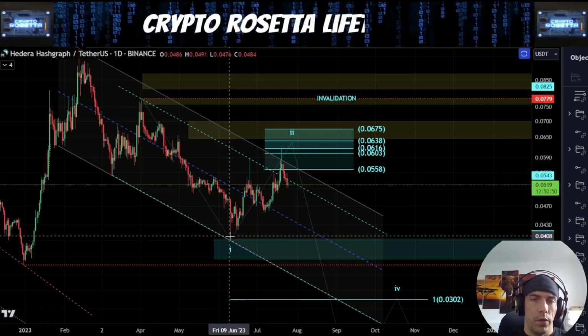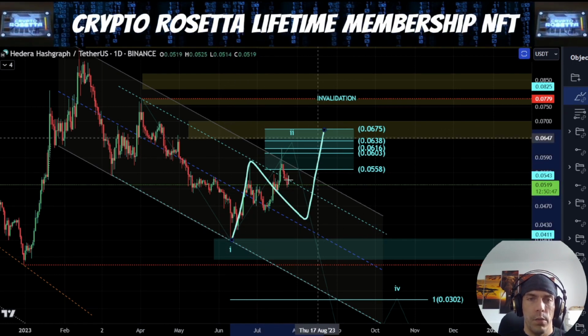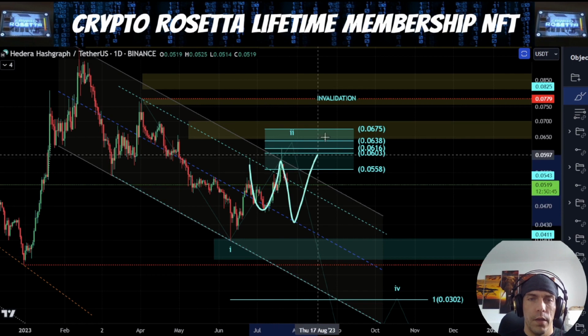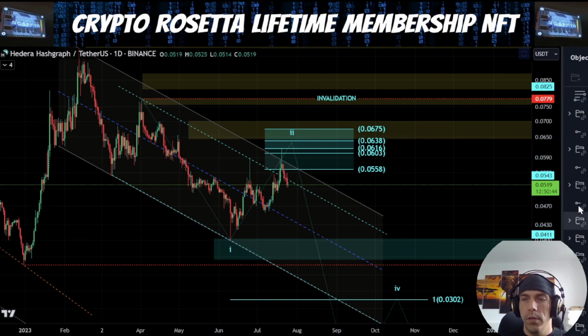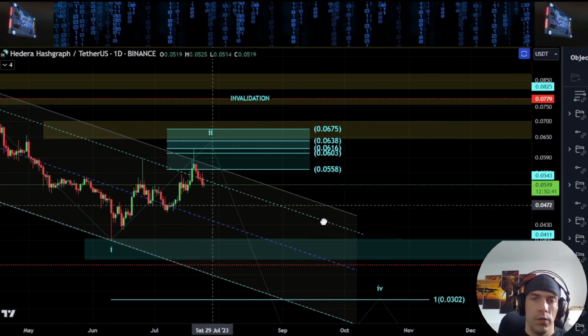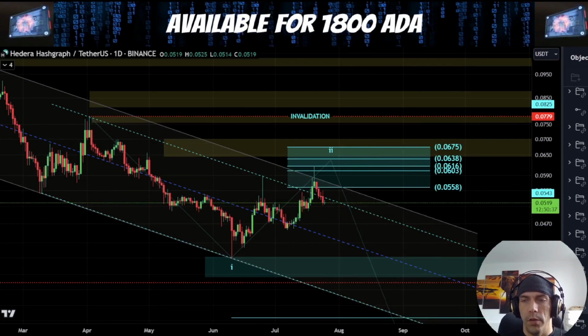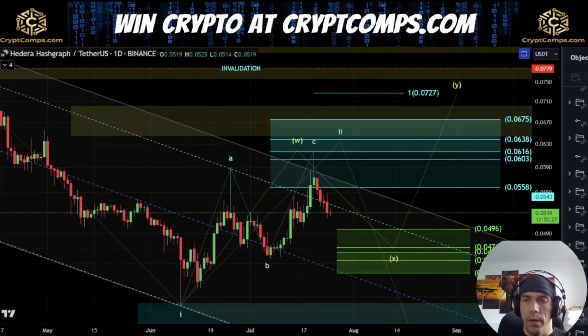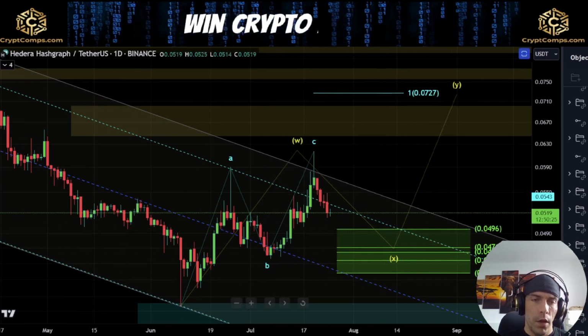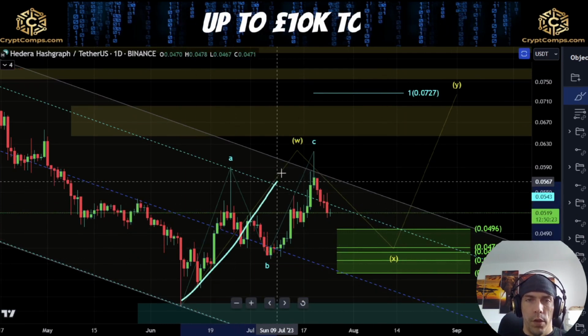So like I said, this could be just A, B, and C, where we get this as a flat in the middle here, and then we see another push up. Alternatively, what we could get here is that this structure could become just a bigger W, X, and a Y to the upside, where this move over here, I'm actually going to remove this one for a second. This move to the upside could be a W wave.